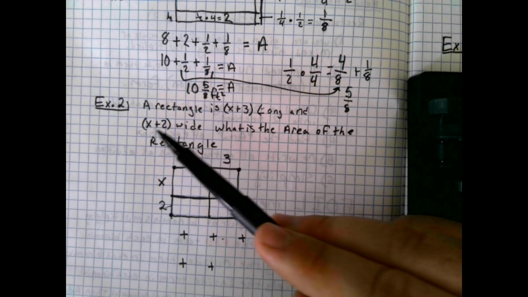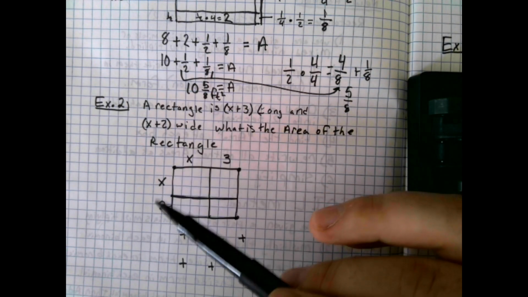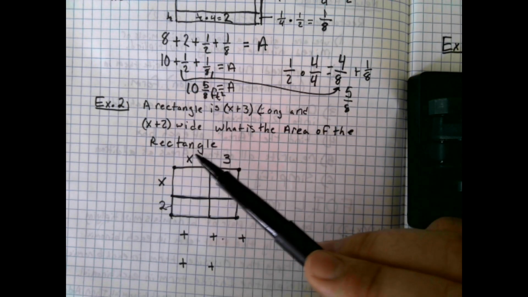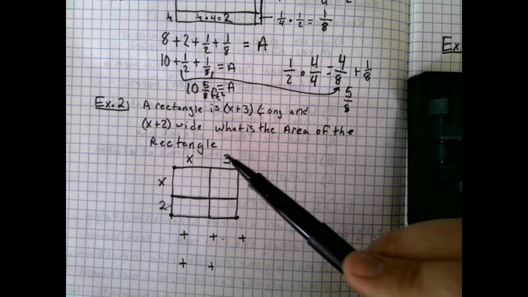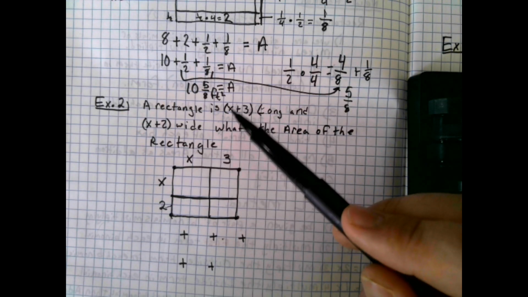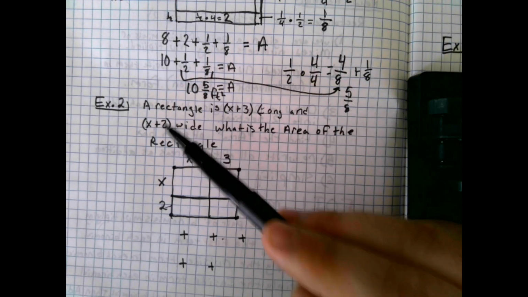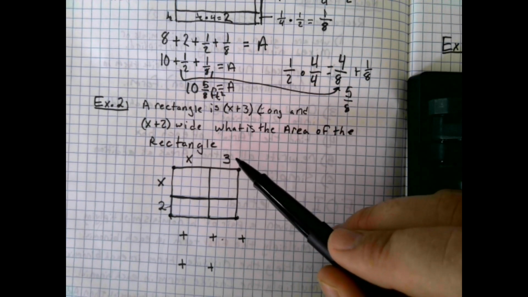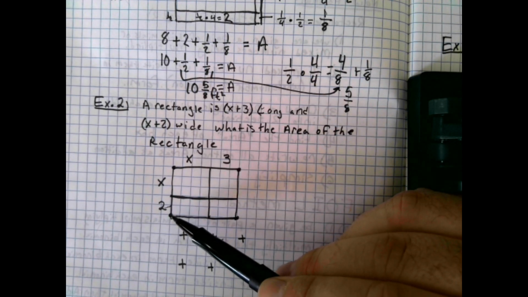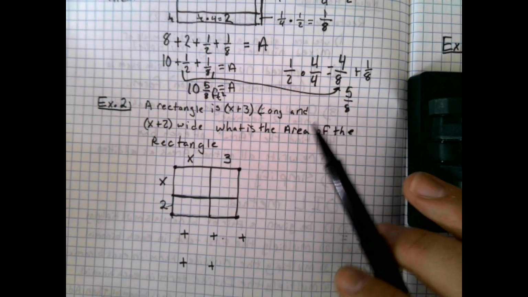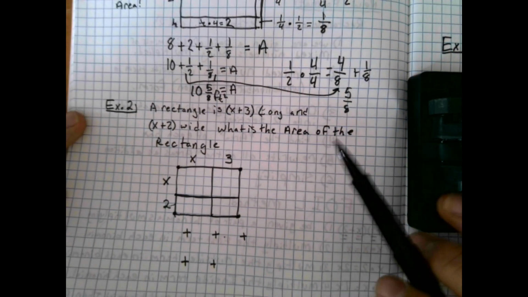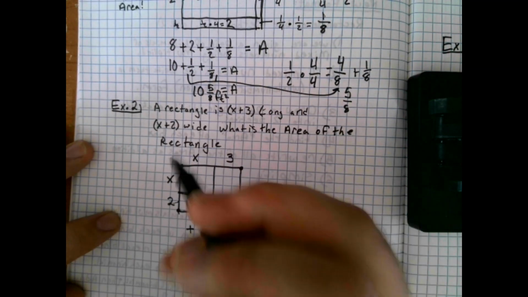If this was x minus 2, we would have x and negative 2. If this was x minus 3, we'd have x and negative 3. But it is a plus 3 and a plus 2, so we have x and a positive 3, x and a positive 2.